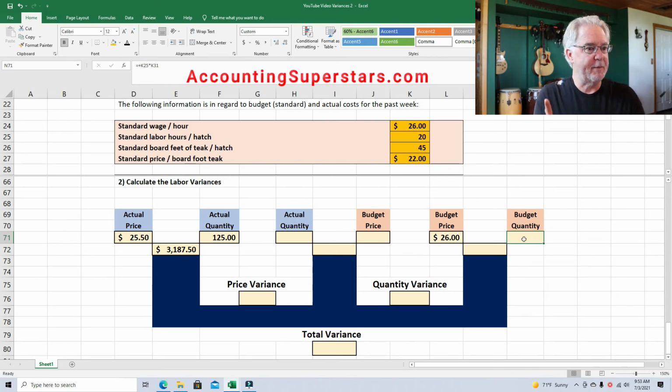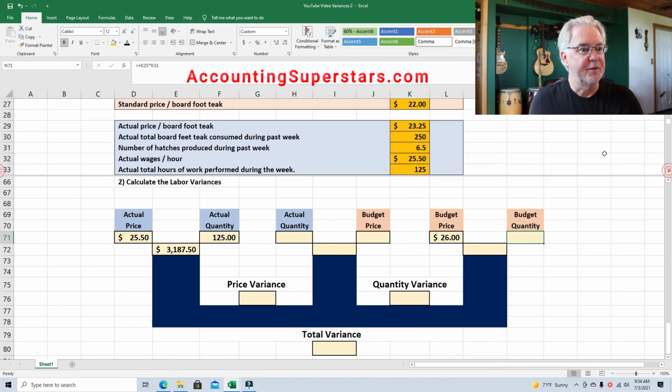So what's wrong here? Remember this $22 per board foot, the 20 hours per hatch, that is just for one hatch. But how many hatches did they build? They built 6.5. Here, I'll highlight it in a different color. There we go. They built 6.5. So 20 times 6.5 is 130. So 125 and 130, that's in the ballpark, right? That's how I double check to see if I'm doing it right.